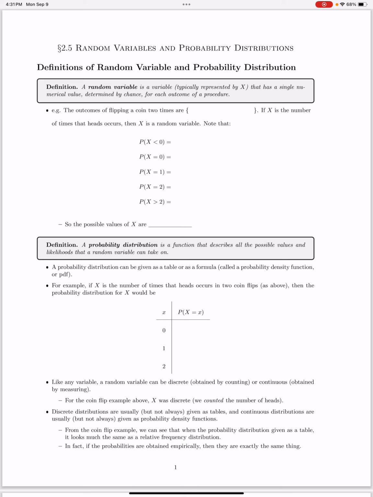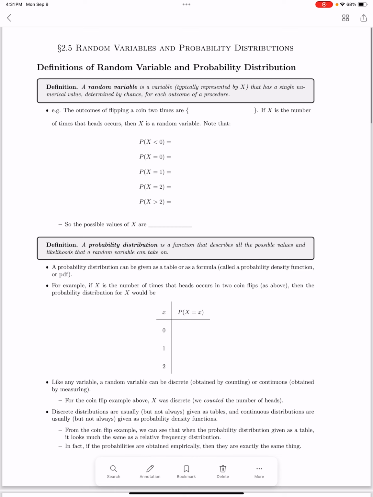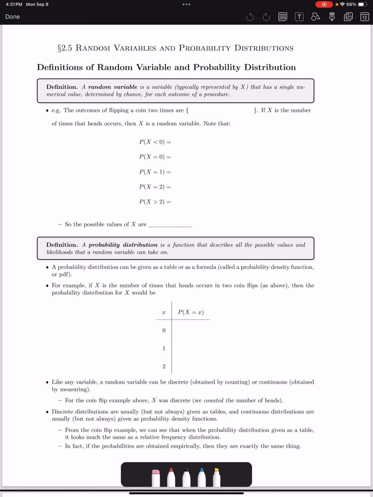Before we get to specific kinds of probability models or probability distributions, we need to just kind of introduce the concept generally. And so that's what the topic of discussion is in section 2.5. So we're going to talk about random variables, and we're going to talk about probability distributions. So just to get us thinking about this, a random variable is a variable. It's usually going to be represented with a capital X, and it's a variable that has a single numerical value determined by chance for each outcome of a procedure.